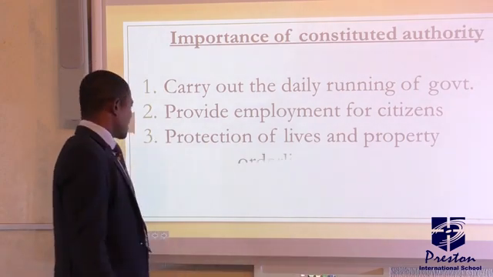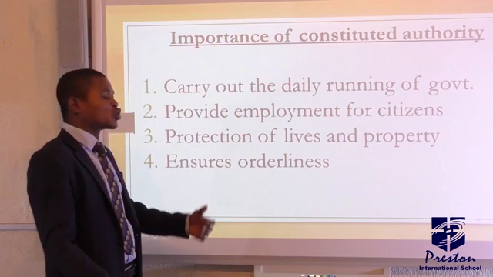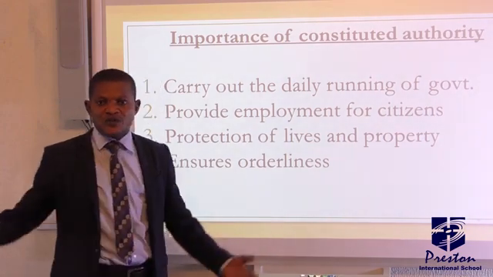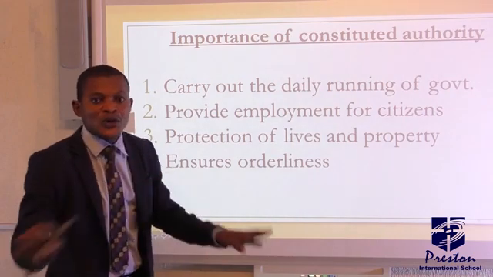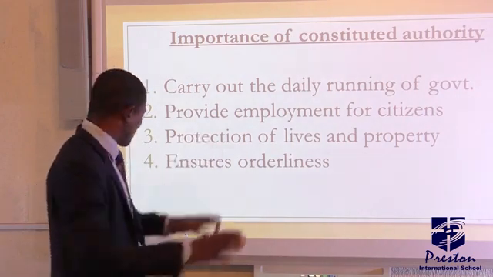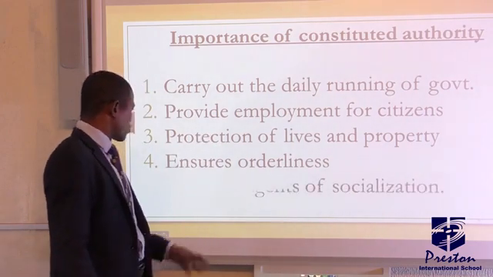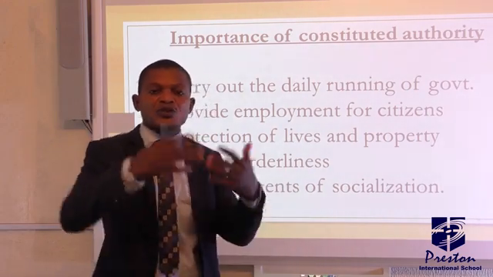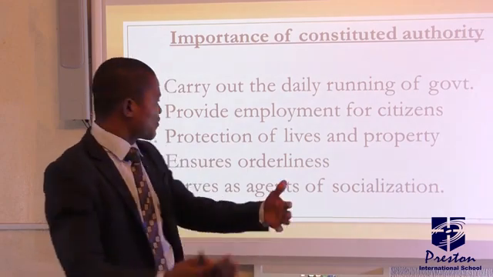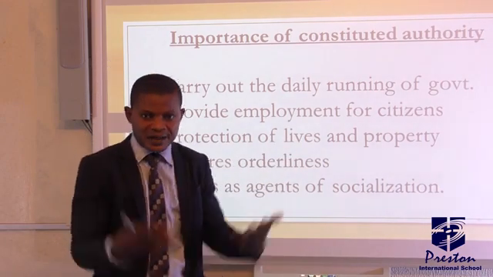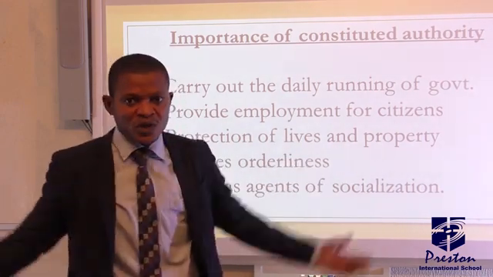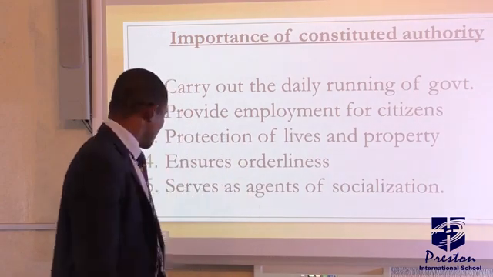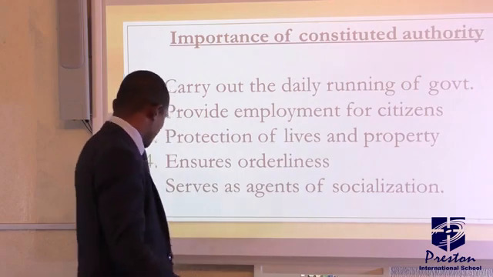And also we look at number 4, they ensure orderliness. That is why you see road safety everywhere. You see the policemen everywhere to ensure that there's no problem in the society. And number 5, they serve as agents of socialization. That is, they are the first point where a child is exposed to the outside society. For example, a family. From there a child learns how to relate with others.